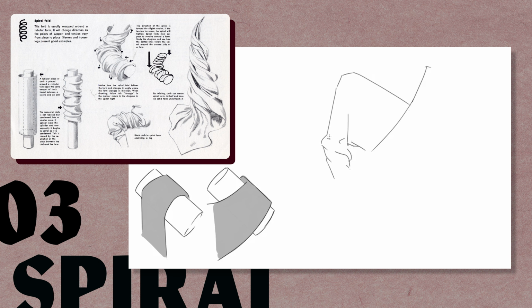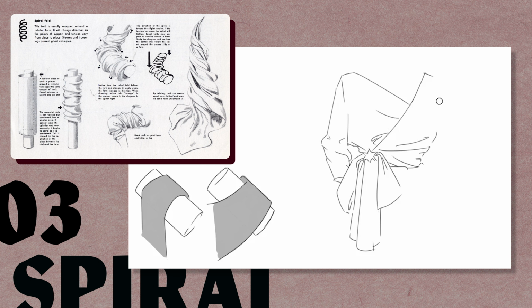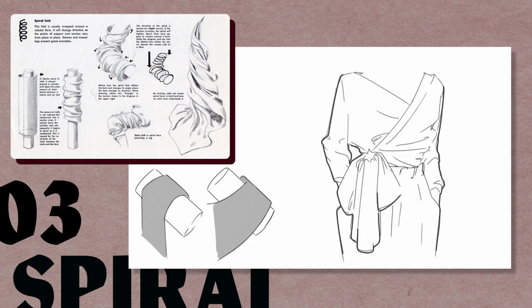Spiral folds are going to start at the edges and can absolutely cross over the entire form, like on the forearm here, but they do need that edge in order to imply if they're wrapping towards or away from the audience. Another good example of this is going to be at the torso of this drawing, as the fabric's getting pulled to the center in that tie.